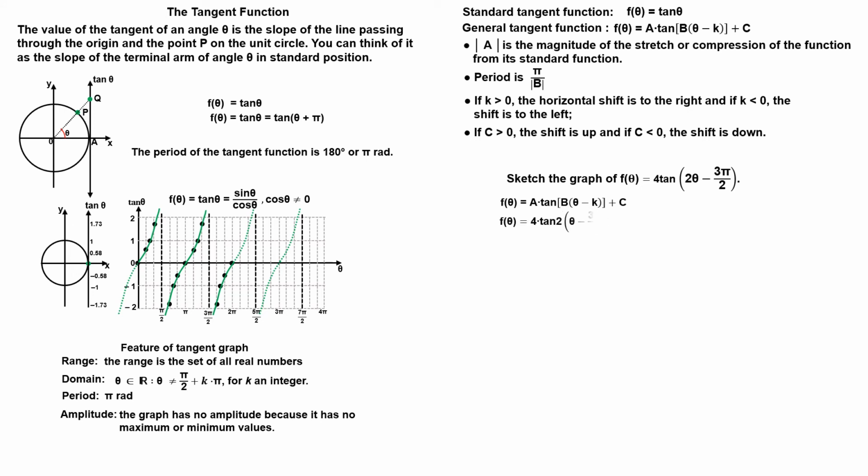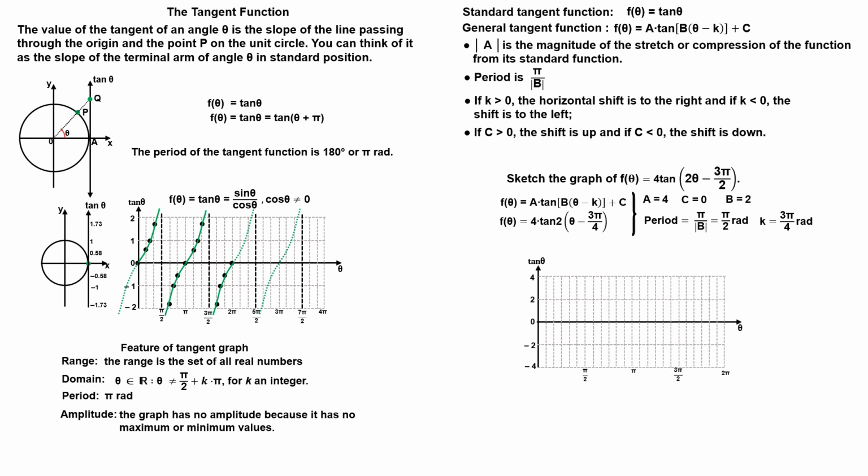We now see that a is 4. There is no vertical translation. And the value of b is 2. So the period is pi over 2 radians. k equals 3 pi over 4. So this is the horizontal translation. Draw the Cartesian plane.